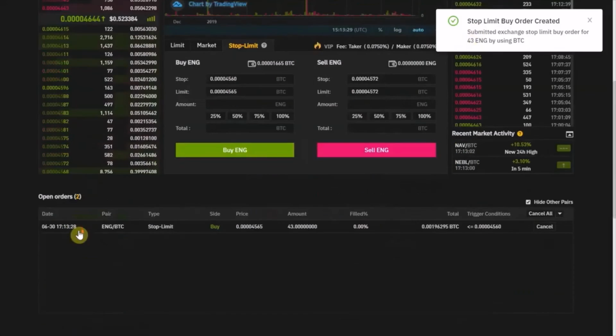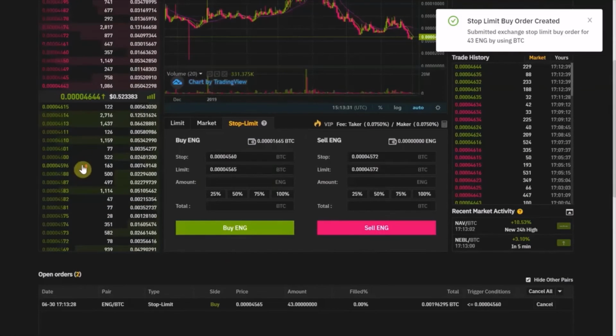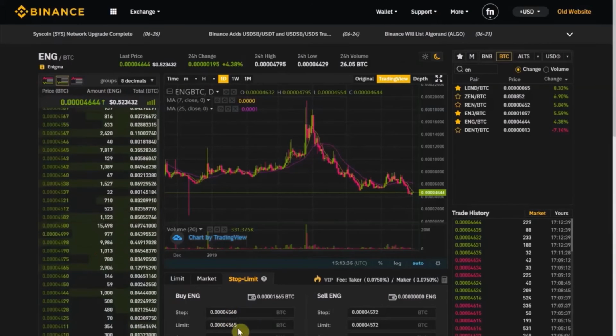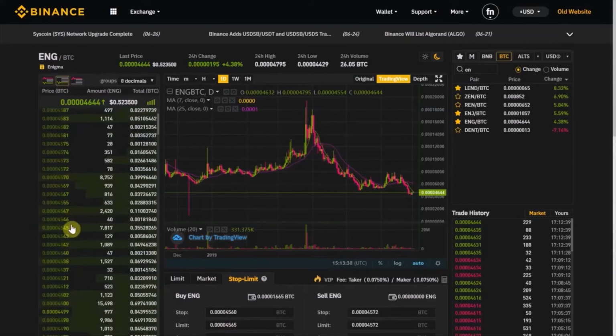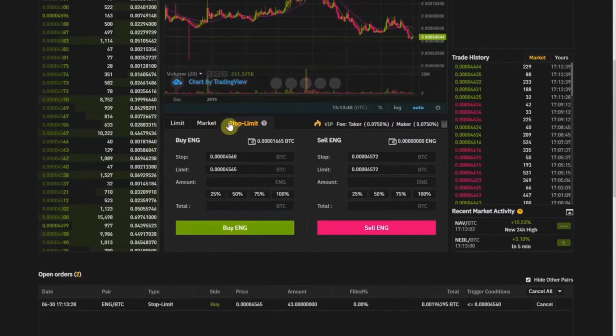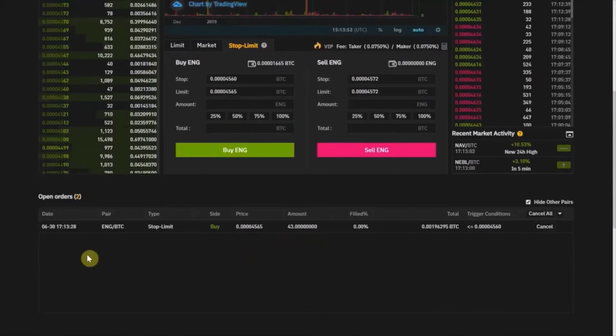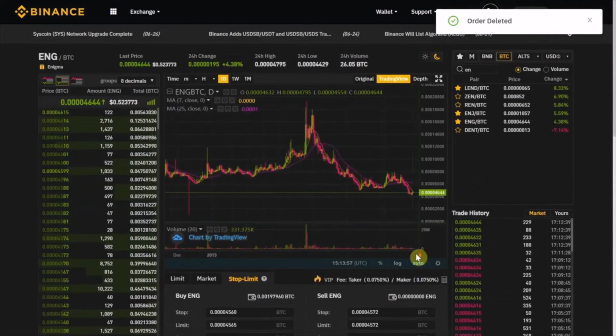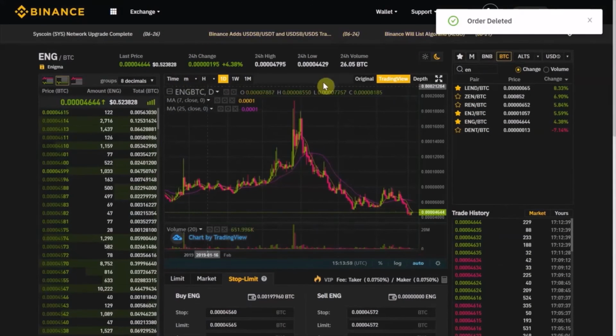There it is. So right now at 4,565, we don't have any order here. There's no indicator telling us we have an order because the price didn't reach that target yet. This is what the stop limit is. I'm going to cancel this one. I think that's pretty much it.